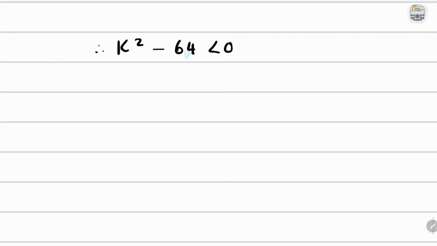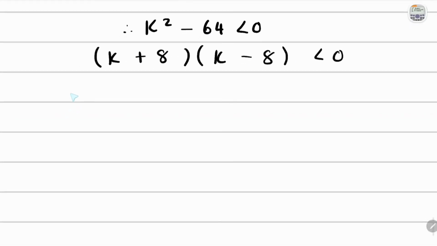Okay, so we can factorize this using difference of two squares. So less than 0, k times k gives you k squared. And then 64, the square root of 64 is 8. So that's going to be plus 8 and minus 8. So from this, you can see that our critical values are k equals negative 8 or k equals 8.